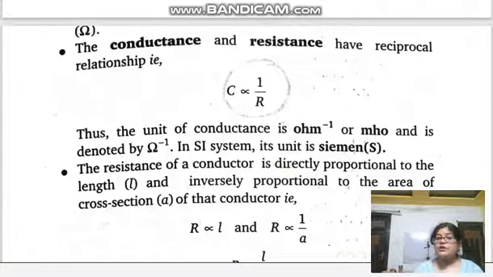Now we know that the unit of resistance is ohm. So the unit of conductance is per ohm. We can also say that the unit of conductance is mho, and we denote it by ohm inverse. In the SI system, its unit is Siemens. Now clear?